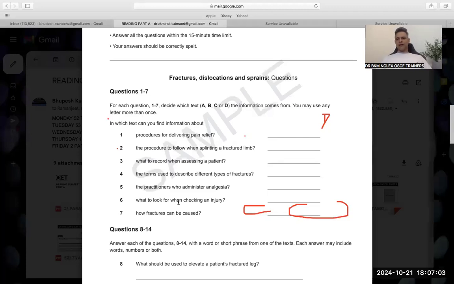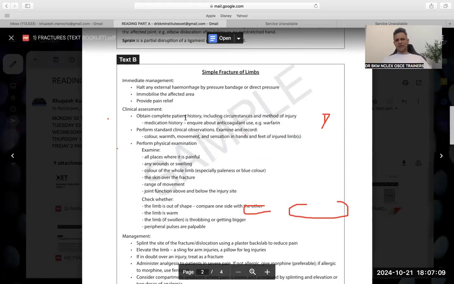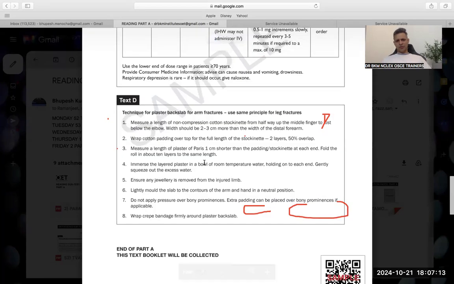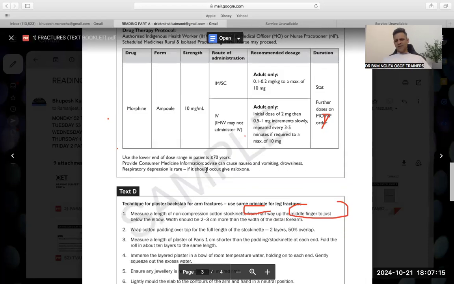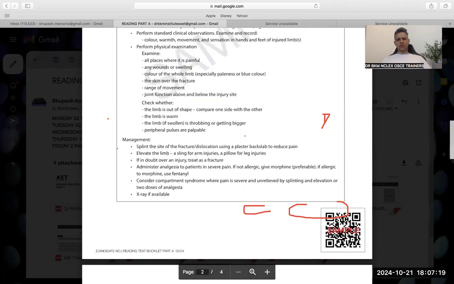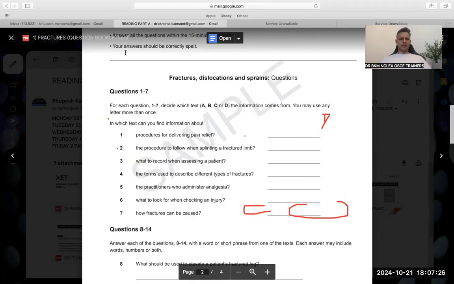What to look for when checking an injury? I think it should be in the assessment part, that what to check while injury. It should be in the assessment part, or maybe here. But again, I will do it B without wasting time. How fractures can be caused? So causes, I think, was given in the start. Indirect or direct injury, that is the cause. So I have done this question.